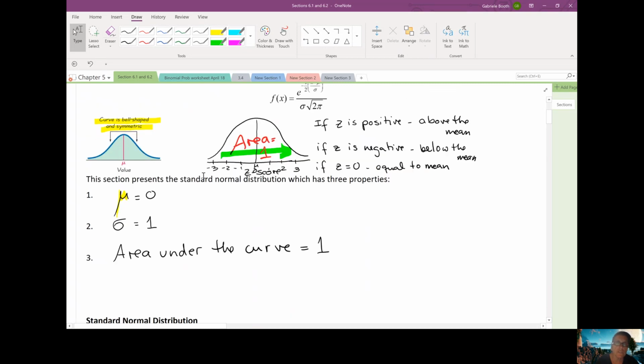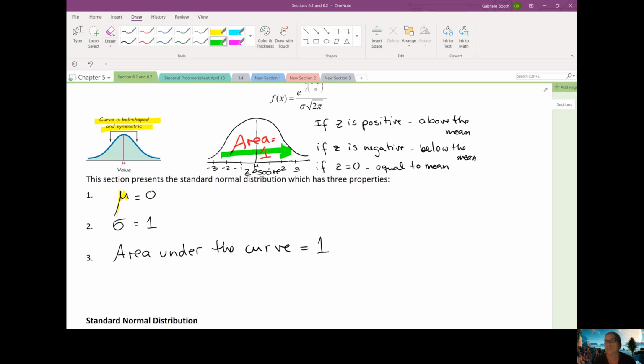Now this horizontal axis, you can kind of understand it. It's the z-score axis that you learned in section 3.3. Z-scores tell you how many standard deviations you are from the mean. So the mean is smack in the middle, and that means the z-score is 0 there. Now we have negative z-scores and positive z-scores. A positive z-score would mean you are above the mean. A negative z-score, you are below the mean. And if z is 0, then you are equal to the mean.